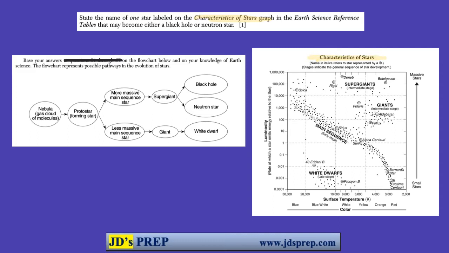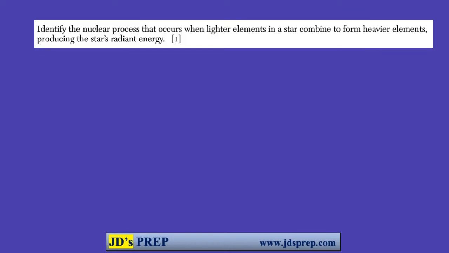Next, we're asked to state the name of one star labeled on the characteristic of stars graph, which I've pulled up here from the Earth Science reference tables, that may become either a black hole or a neutron star. So again, from this flowchart, a black hole or a neutron star, we are looking for the more massive main sequence stars or the supergiants. Okay. So we have the main sequence stars here, the more massive ones, maybe up here, the supergiants here. Any of these stars here would be appropriate answers for this question.